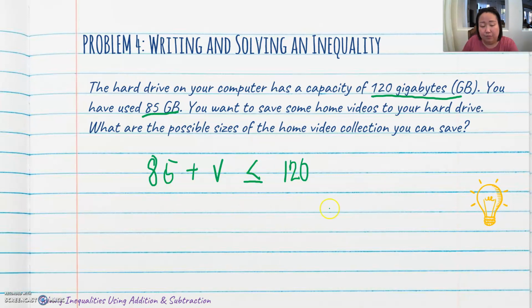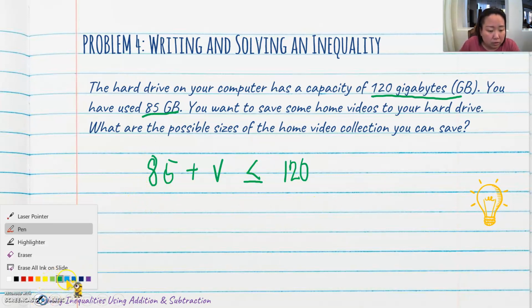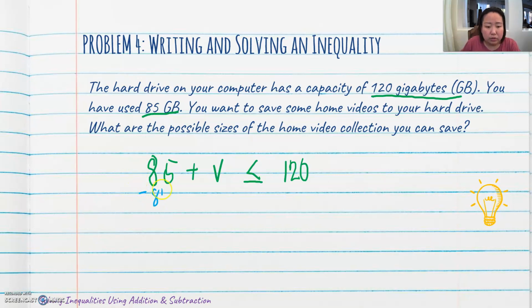To solve for this, we can subtract 85 on both sides. So we subtract 85, we subtract 85, and we can get our V variable. The video collection should be less than or equal to 120 minus 85, which is 35. And so you will be allowed to save up to 35 gigs of video.